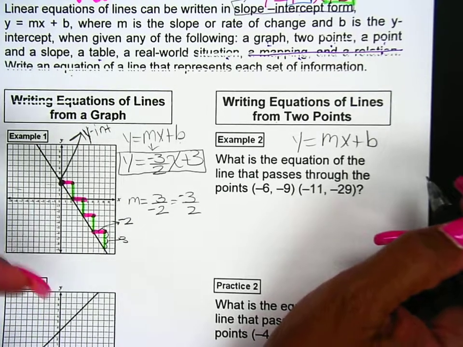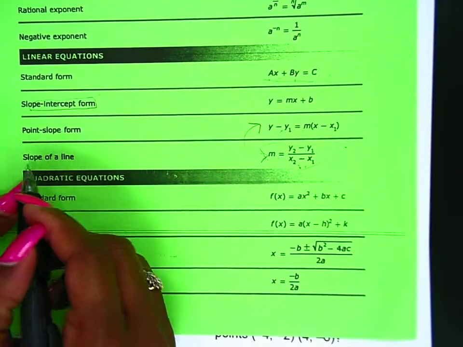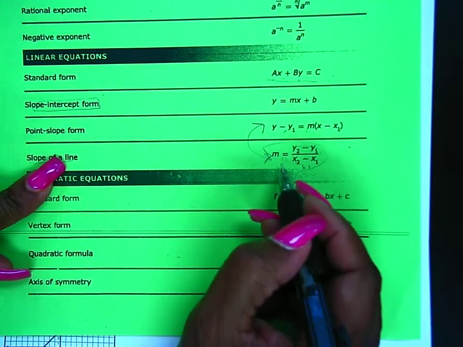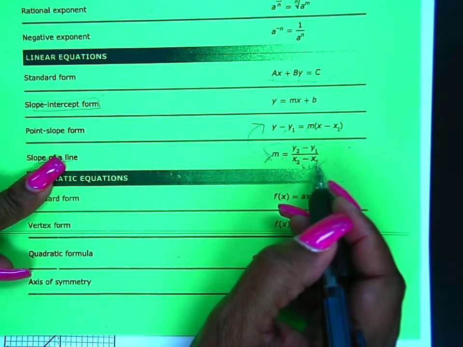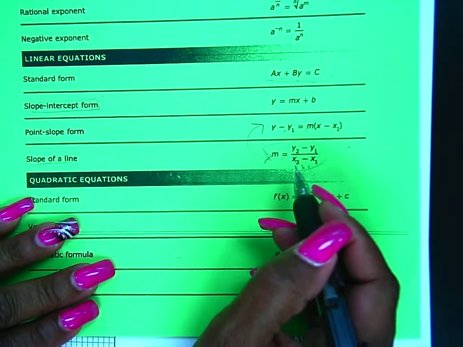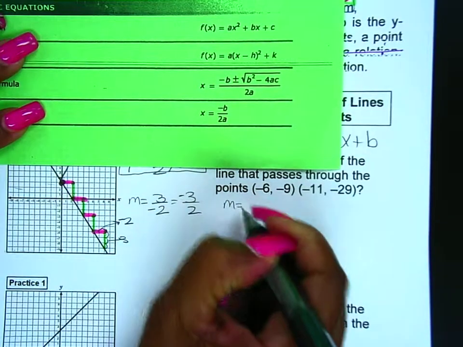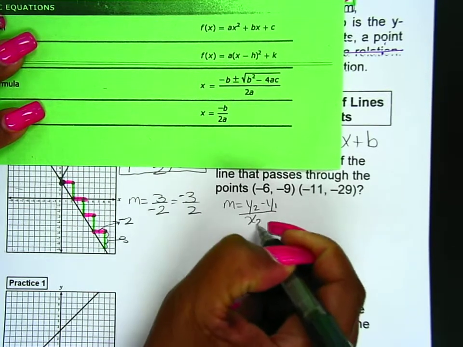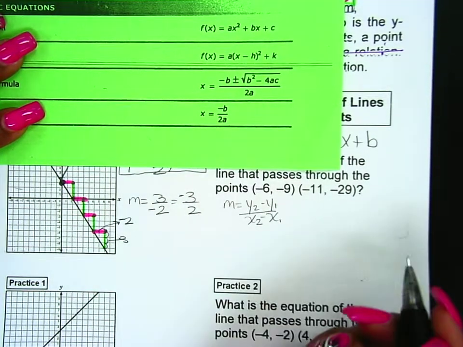How do we find the slope? Oh, glad you asked. Go right on. I love this formula chart. The formula chart has the slope of a line, very clear, right here for me. So I will find the slope of the line by writing m equals y sub 2 minus y sub 1 all over x sub 2 minus x sub 1.